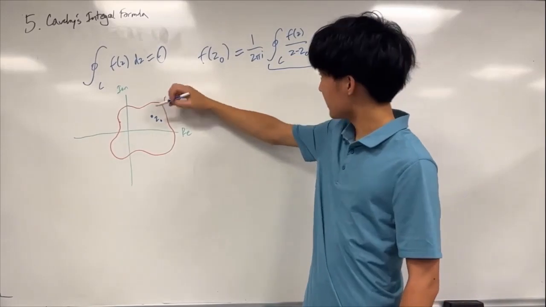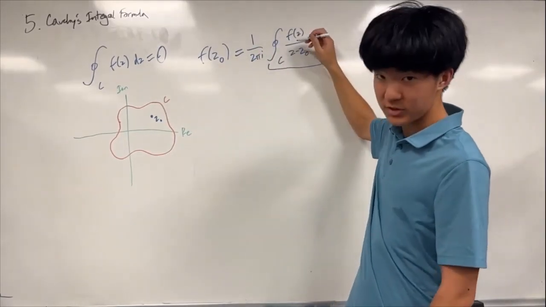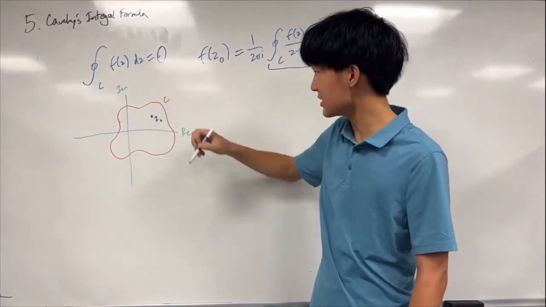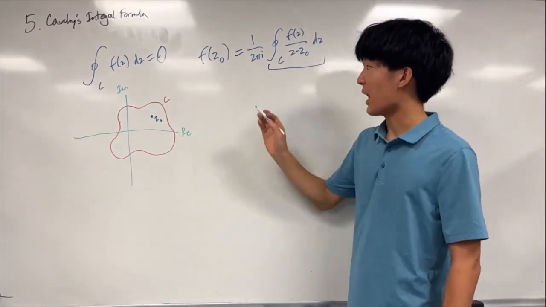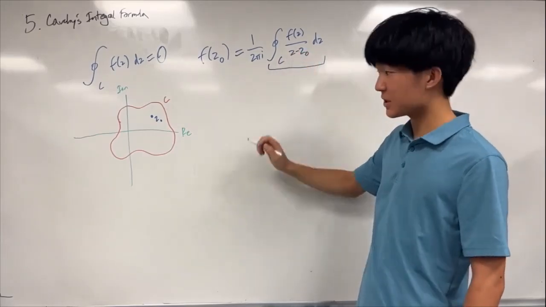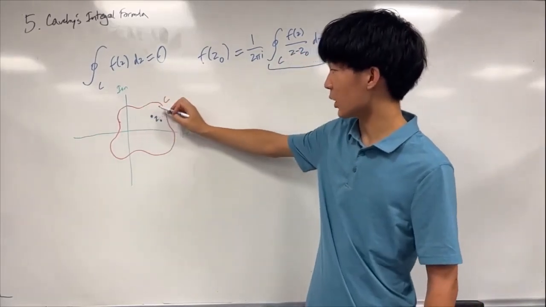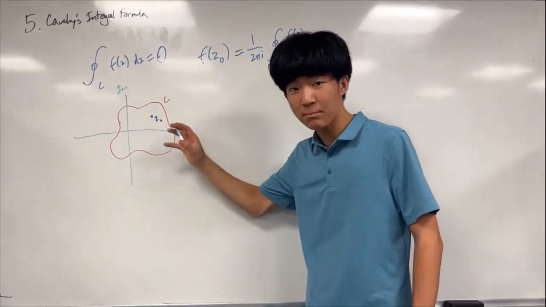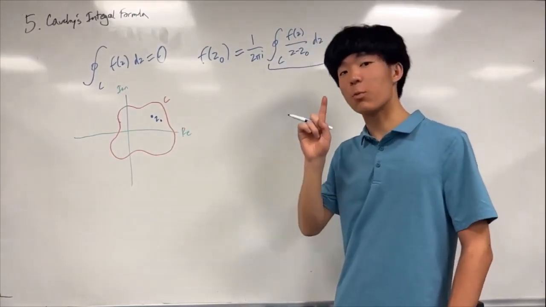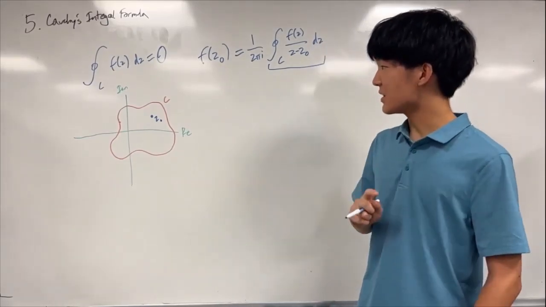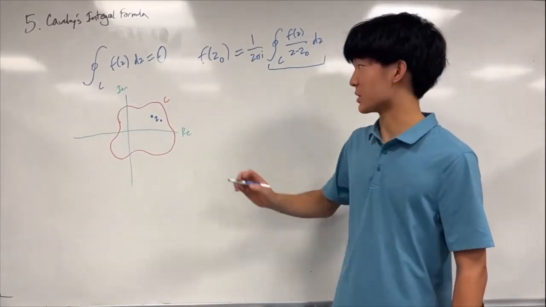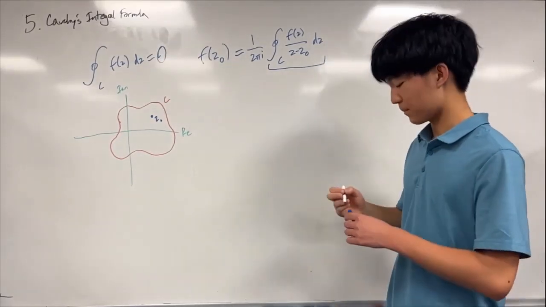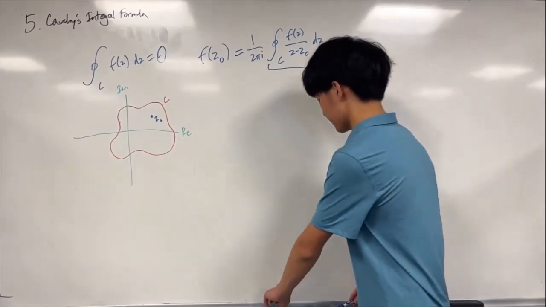Because that means this function, f of z over z minus z sub 0, is actually undefined at the point z sub 0 within C. And so, f of z over z minus z sub 0 is not actually holomorphic over all of C. It's holomorphic over all of C except for this one point, z sub 0. And this one annoying point is enough to fail the preconditions to use Cauchy's integral theorem. So, let's go on with the proof.